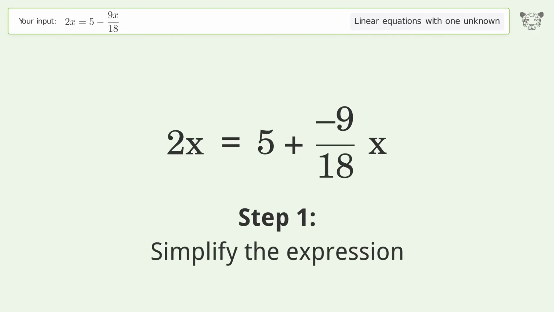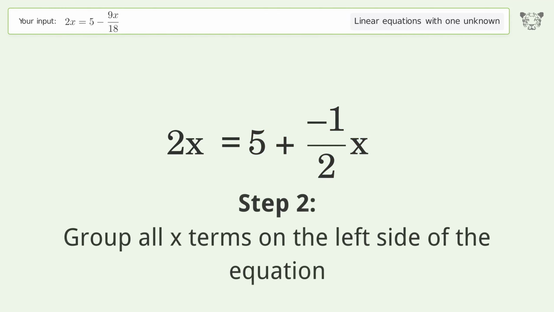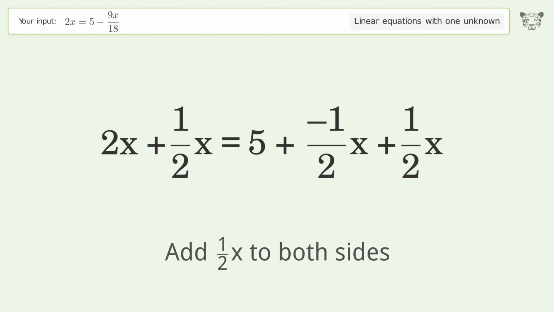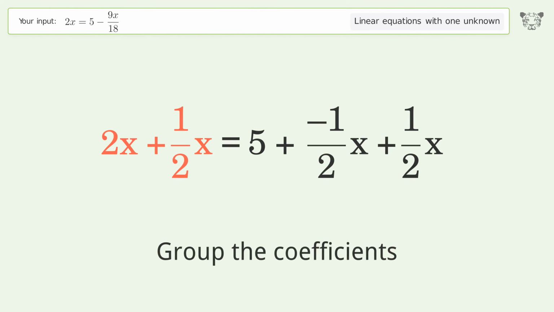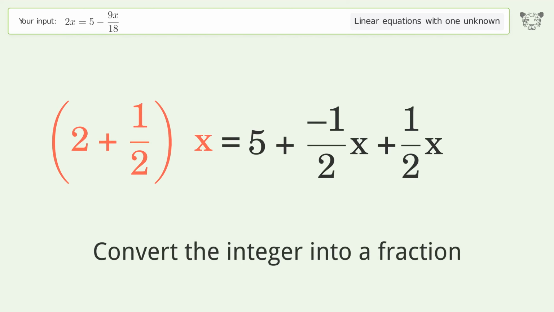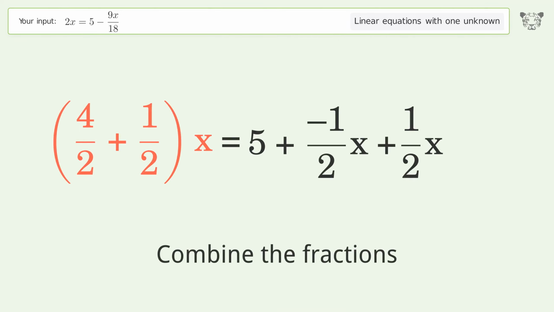Simplify the expression. Combine like terms. Group all x terms on the left side of the equation. Add 1 over 2x to both sides. Group the coefficients. Convert the integer into a fraction. Combine the fractions.